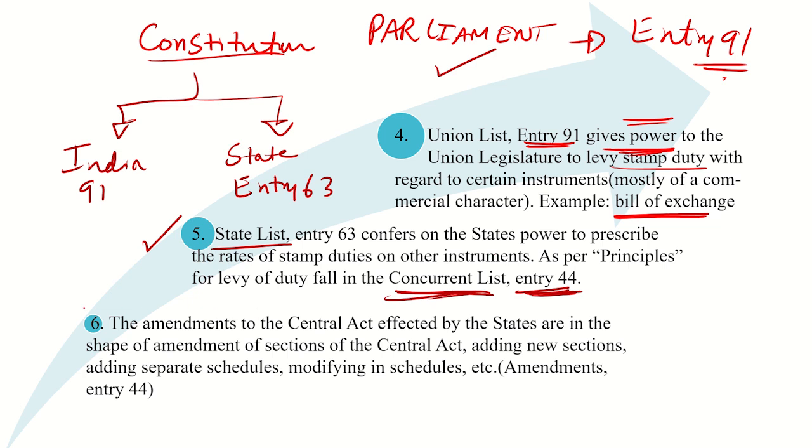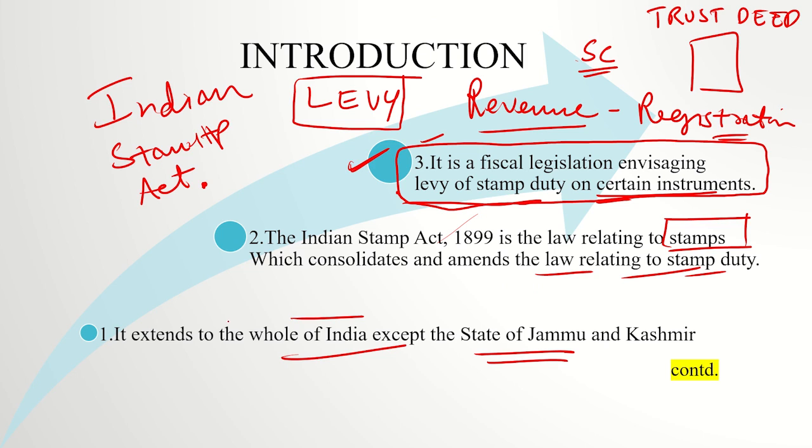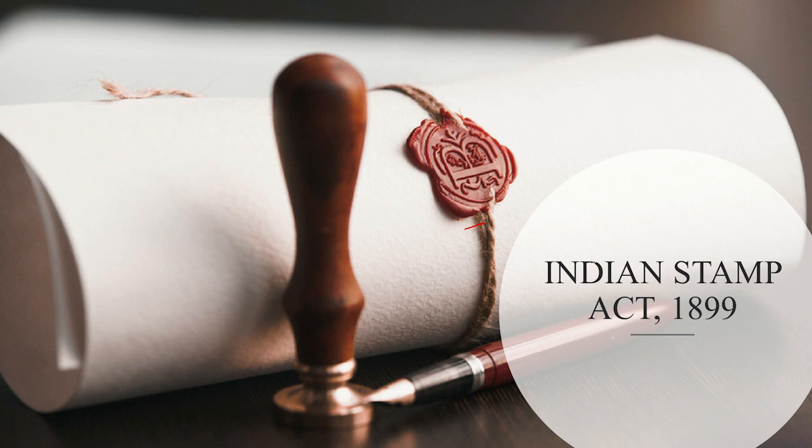The next point we should know in the introduction is that the amendments to the Central Act effected by the states are in the shape of amendments to the Central Act, adding new sections, separate schedules, etc., which is there in entry 44. So now we know, first, we understood this act is for the whole of India. This act is for stamp duty and for payment of the stamps. Everything related to that is in this Indian Stamp Act 1899.